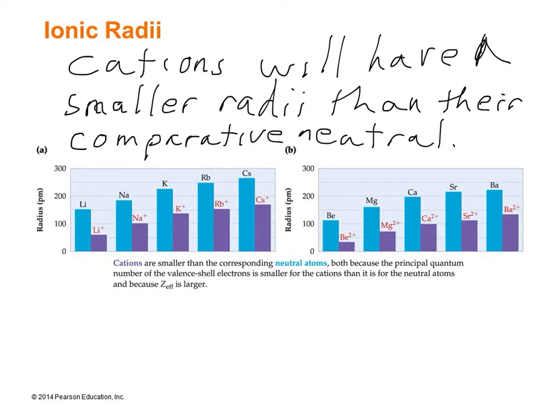In other words, the lithium ion will be smaller than lithium. The sodium ion will be smaller than sodium. The calcium ion will be smaller than the neutral calcium atom. And so forth and so on.